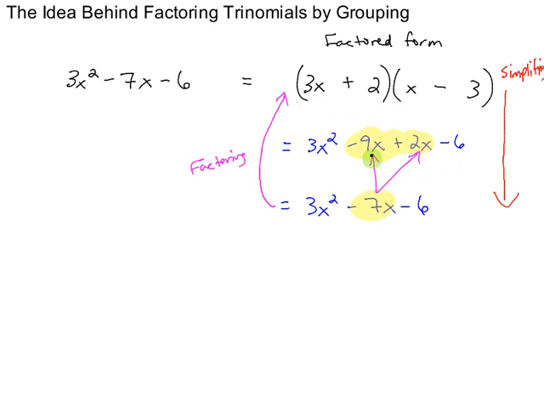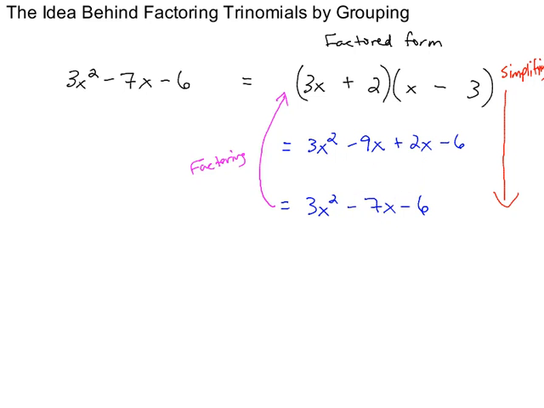Now, the interesting thing is, where did the negative 9 and the 2 come from? That's the hardest part of factoring a trinomial by grouping: creating the two numbers. For example, I could have used negative 8x plus 1x. Negative 8x plus 1x is negative 7x also. But if I want to factor this polynomial with 4 terms by grouping, the only two numbers that will work are negative 9 and positive 2. So let's determine how to find those two numbers.